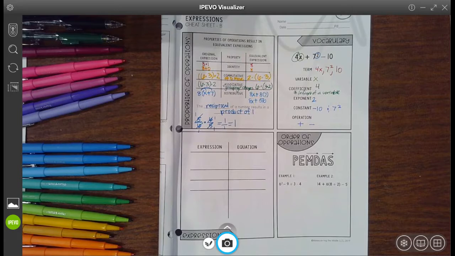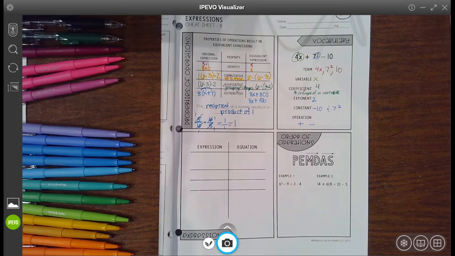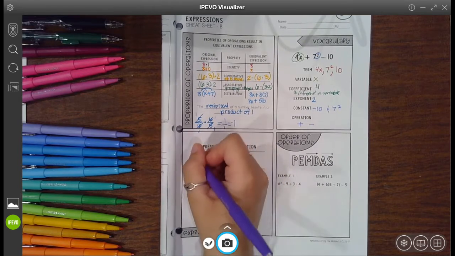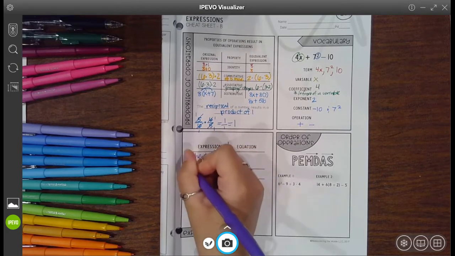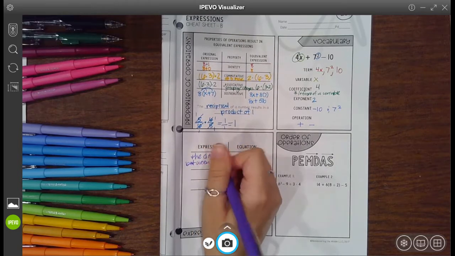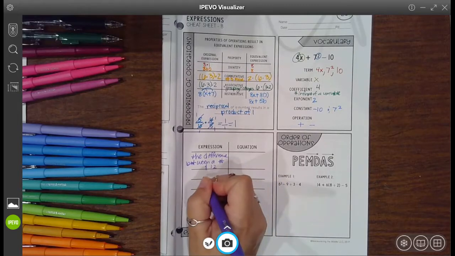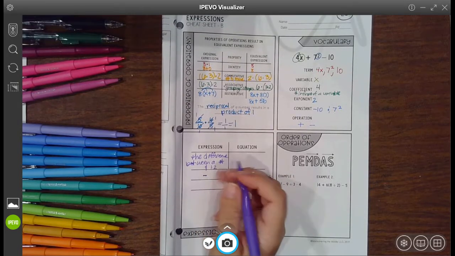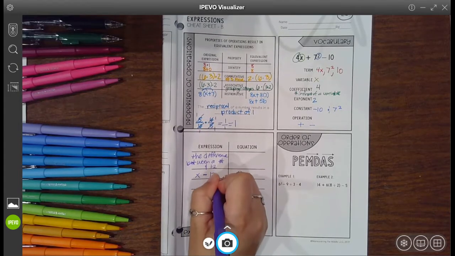Okay, now what's the difference between an expression and an equation? Well, you know how they used to give us word phrases and then we had to translate it into an expression or equation? So if it said the difference between a number and 12. Okay, well, what does difference mean? Difference means minus, and you put it in the order it comes. Between some number we don't know and 12.